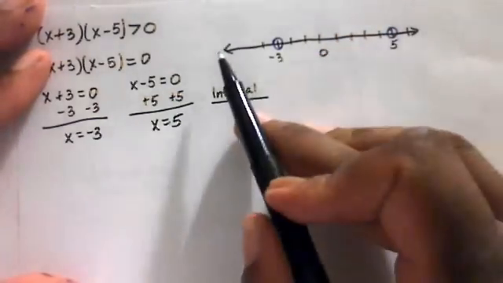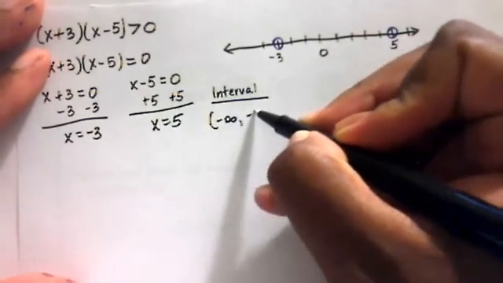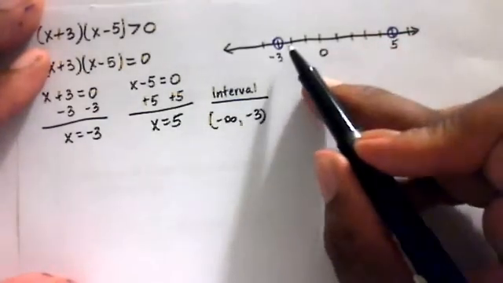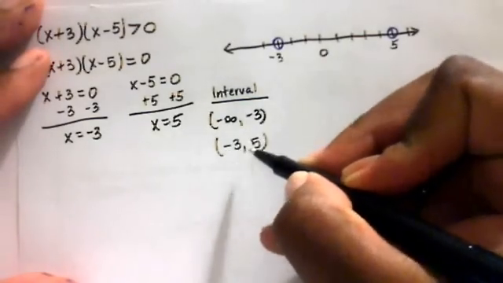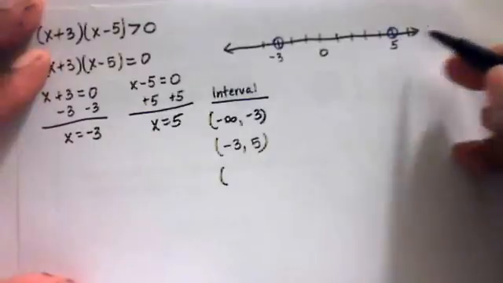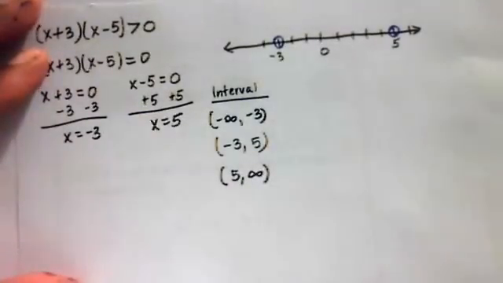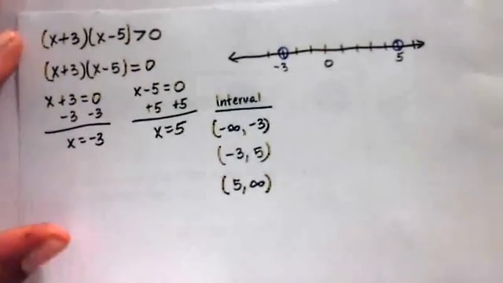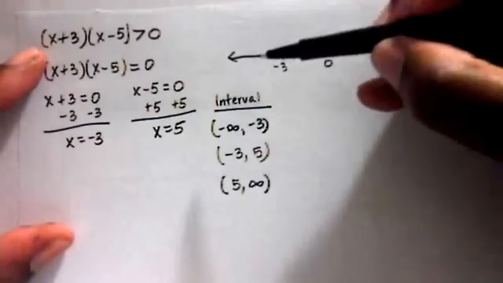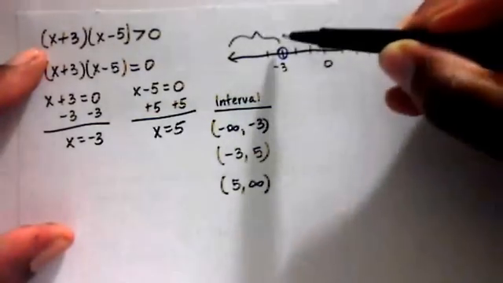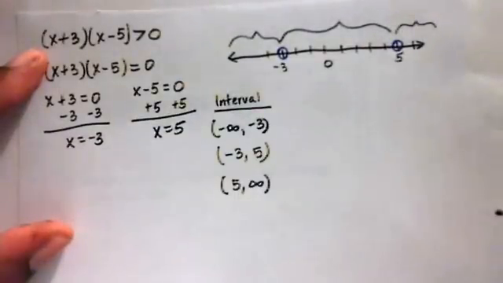One of them is from negative infinity up to negative 3. The other interval is between negative 3 and 5. And the other one will be from 5 up to infinity. Okay, those are my three intervals that I have here. So if you look at the number line, I have 2 boundary points. That means I have 3 different intervals, as I'm indicating here.